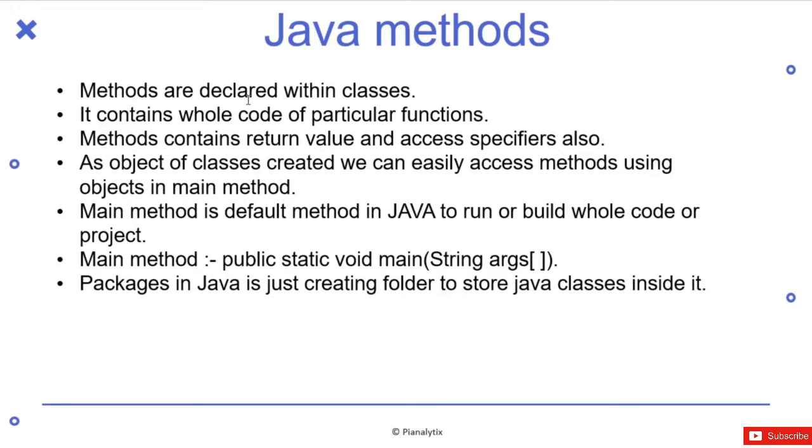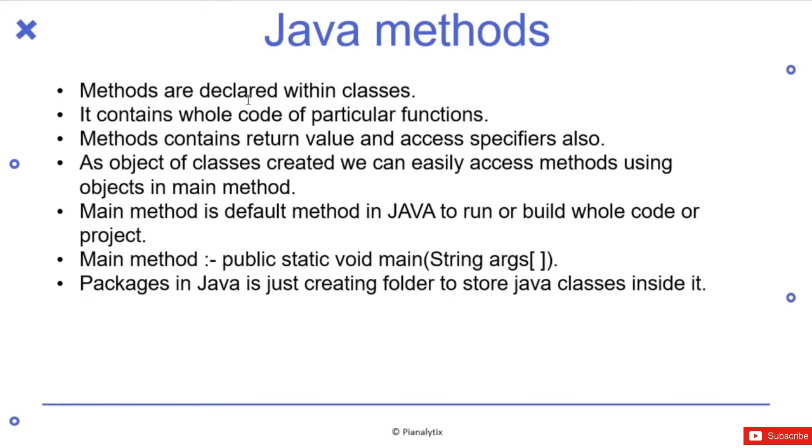A method contains the whole code of a particular function. A method contains a return value and access specifiers. As objects of the class are created, we can easily access methods using that object. The main method is the default method, as I told you, to run or build code or project. Always remember, public static void main, and it always takes strings. You cannot change it to integer or something like that. You can print integers, but you cannot return integers inside the main method.